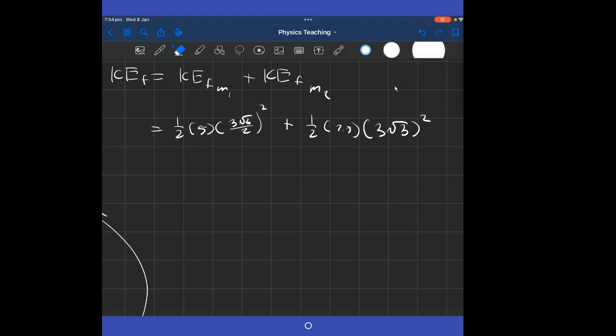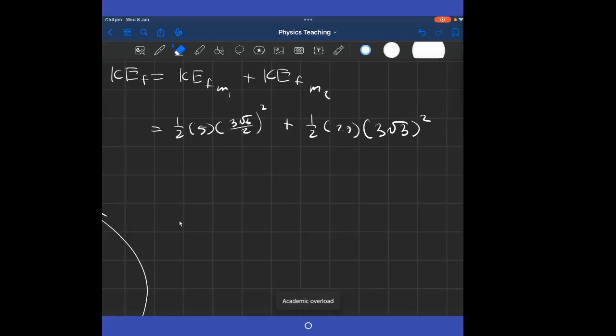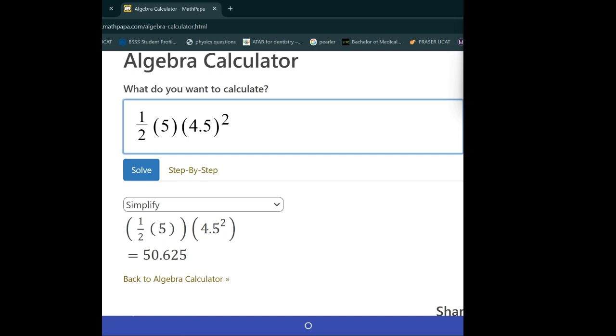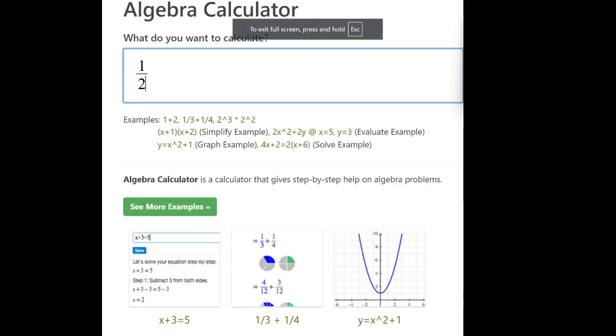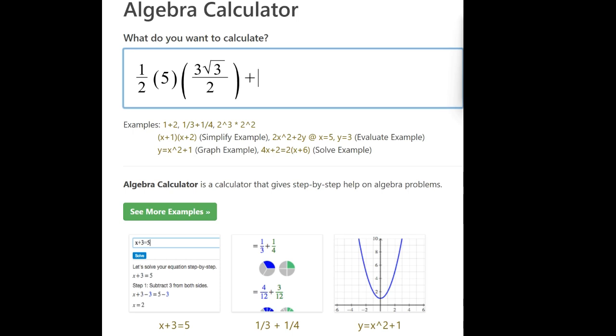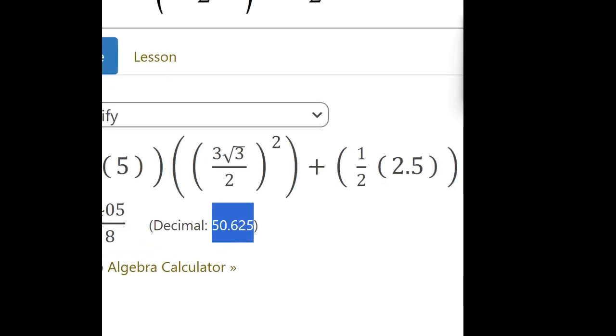And for it to be elastic, right, the question is going to say it's elastic. So for it to be elastic, this right here has to equal 50.625. So moment of truth, let's check it out. So we have 1 on 2, we have 5, we have 3, square root 3, whole thing over 2, plus 1 on 2, 2.5, 3 square root 3. Swear if this is wrong, bro. I've wasted so much time doing all these retakes. Can't be wrong. And yes, this is correct. This is 50.625.